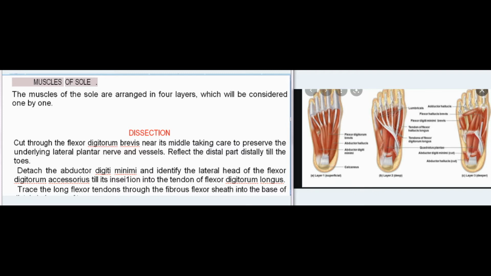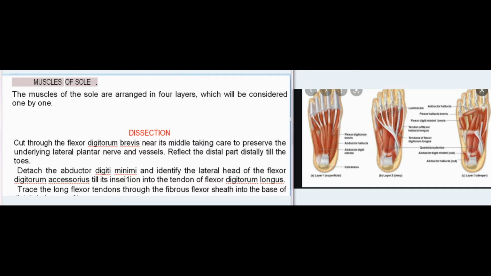Muscles of sole. The muscles of the sole are arranged in four layers, which will be considered one by one. Dissection. Cut through the flexor digitorum brevis near its middle, taking care to preserve the underlying lateral plantar nerve and vessels. Reflect the distal part distally till the toes. Detach the abductor digiti minimi and identify the lateral head of the flexor digitorum accessorius till its insertion into the tendon of flexor digitorum longus.